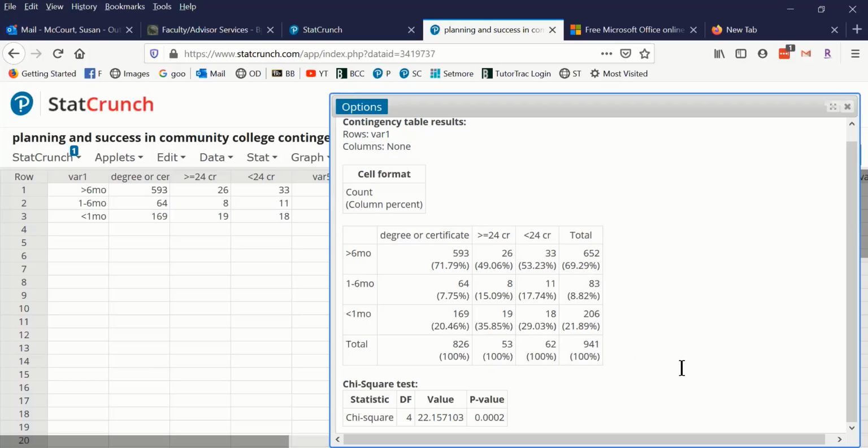And then null and alternative, as we said in the PowerPoint, the p-value was 0.0002. So we reject the null hypothesis because it's less than alpha, which was 0.01. So our conclusion is they're dependent.